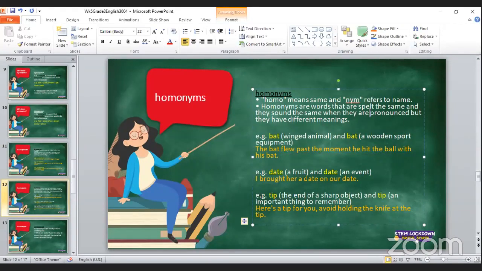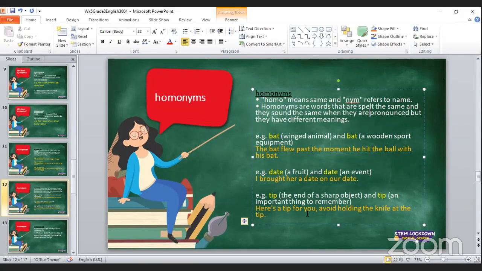Okay, another example is tip, right? One meaning for the word tip is the end of a sharp object, like an arrow or a knife. So the end of a sharp object is called a tip. Another meaning for the word tip is an important thing to remember. When I give you a tip, I'm telling you something that is important for you to remember. So here's how I use them in an example.